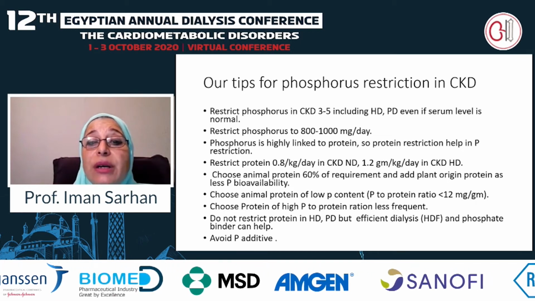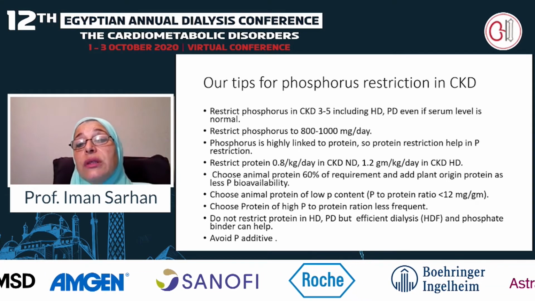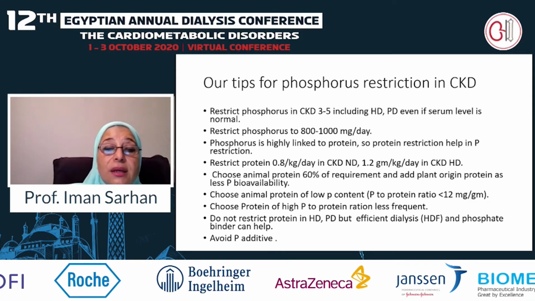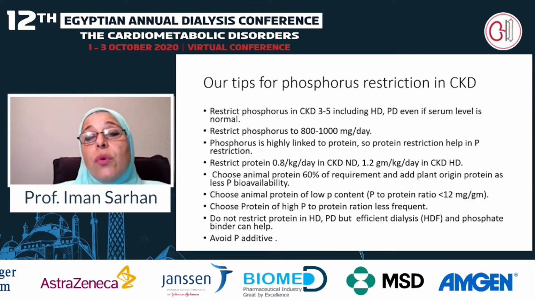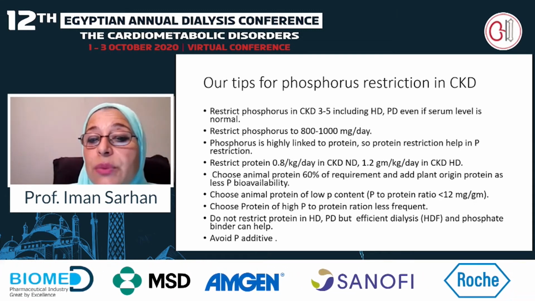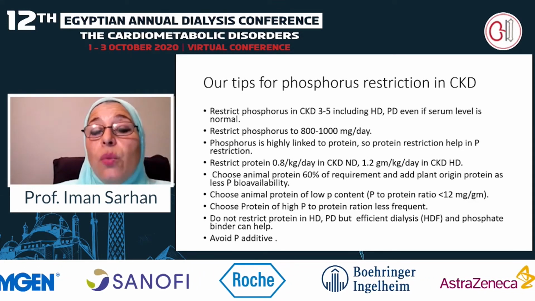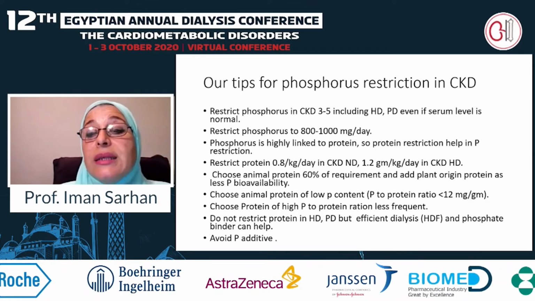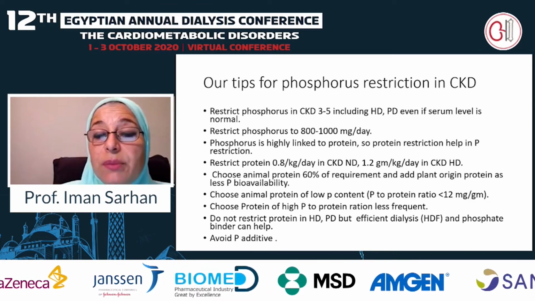دايما نختار الانيمال بروتين اوف لو فوسفورس كونتنت اللي هو البروتين للفوسفورس ريشيو اقل من 12 مللي جرام بر جرام بروتين، والحاجات اللي هي هاي بروتين لفوسفورس ريشيو اخليها ليس فريكوينت، يعني ما ياخدهاش كل يوم، ياخدها مره في الاسبوع. دونت ريستريكت بروتين الهيمودايلس والبريتونيال دايلس، مهم جدا. هدي البروتين اللي هو الاود بالنسبه للعيانين دول، ولو عندي الفوسفورس عالي هافويد الانسيسري فوسفورس، دي مهم جدا. هستخدم الفوسفيت بايندر، هحاول استخدم مور افيشنت دايلسيس، وطبعا لو حبذا الاتش دي اف من ضمن الحاجات اللي بتساعد في الفوسفورس.